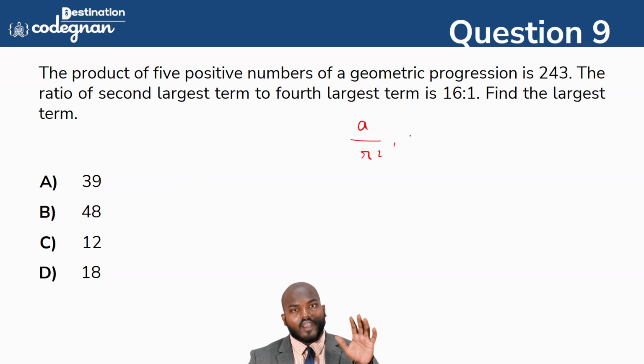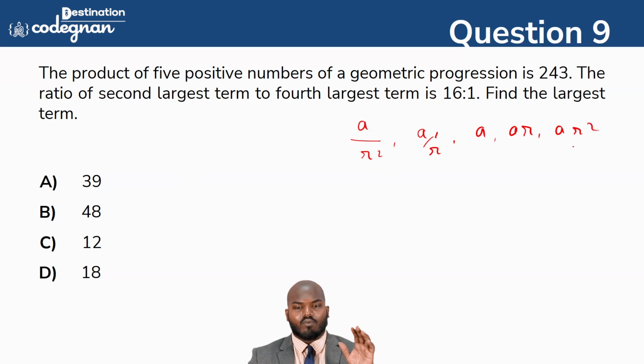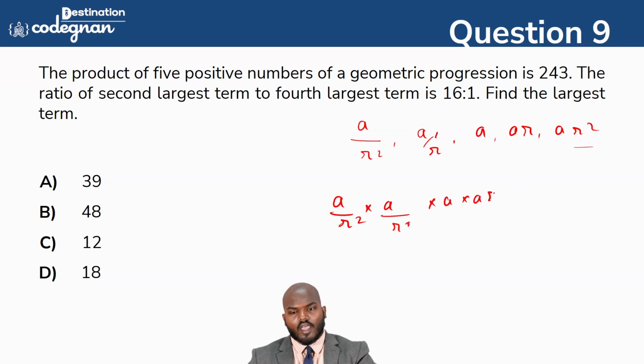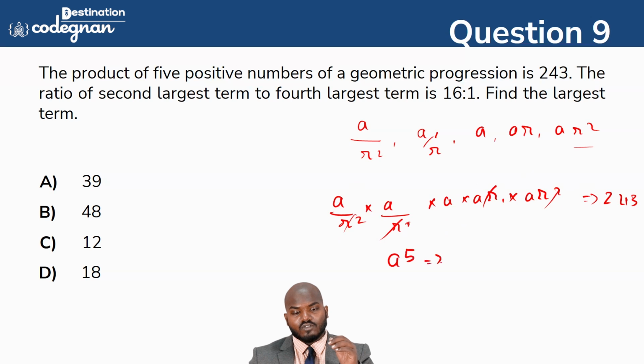That is a by r squared and a by r, and a, and ar, and ar squared. Like what you have to take it up. So if you take the product, it will give you the value 243. If you see this, if I take the product of this one, a by r squared times a by r and times a and then times ar and times ar squared. If you make it up, guys, the r's get cancelled here. So you will get a to the power 5 is equal to 243.